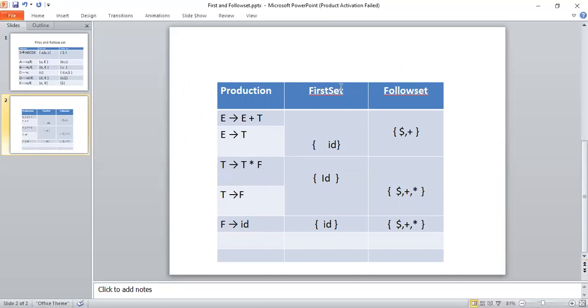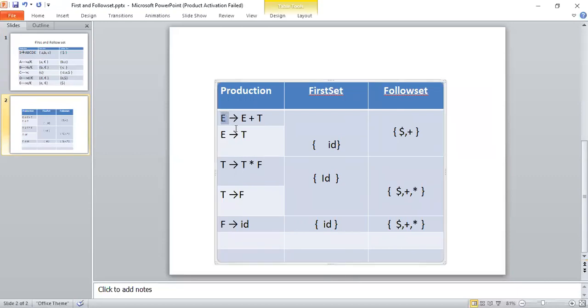As usual, to construct the first set, we should consider only the left side symbols. How many left side symbols do we have? E, T, F. So for these three symbols, I should consider the first set. And similarly, to calculate the follow set, we should consider the right side of the productions. First of all, I'm constructing the first set. According to this, for E I have two productions: first of E is E and first of E is T. To calculate the first set of E, I should know the first of T. Because of that, I'm directly jumping to T.